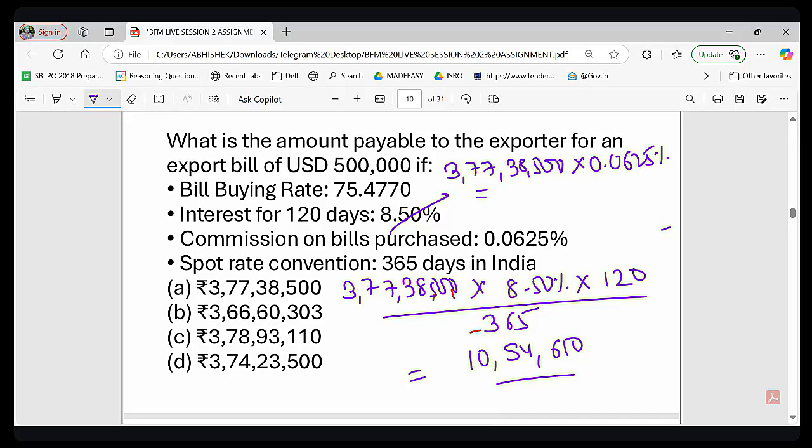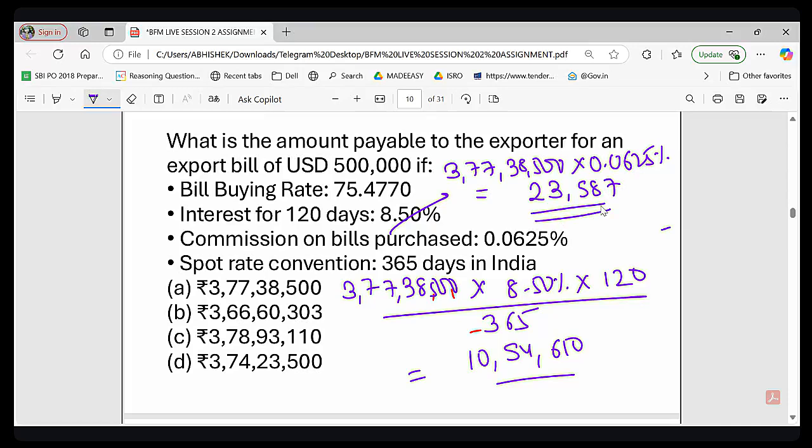Am I audible to you? Please type, I'm not getting any response from your side. Is everything clear, whatever I'm speaking and sharing on the screen? You just multiply this with 0.0625%, and after calculation, you will get 23,587.